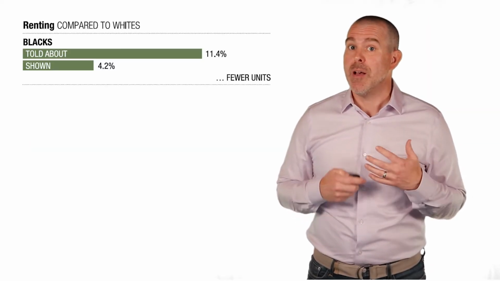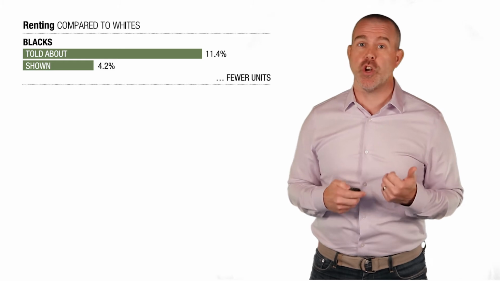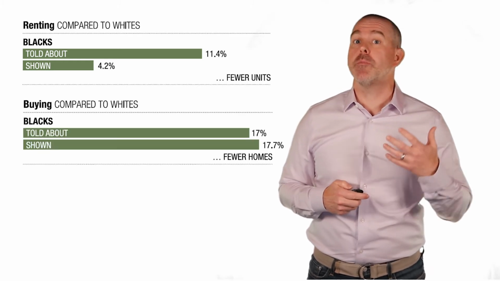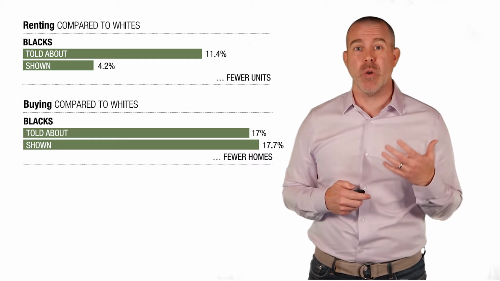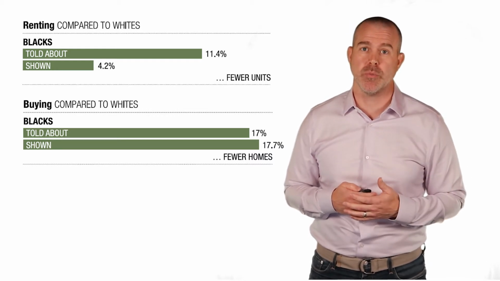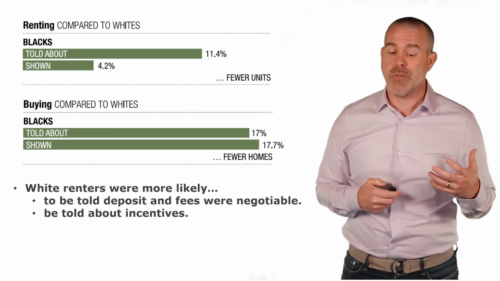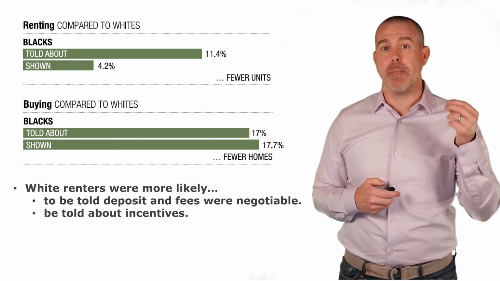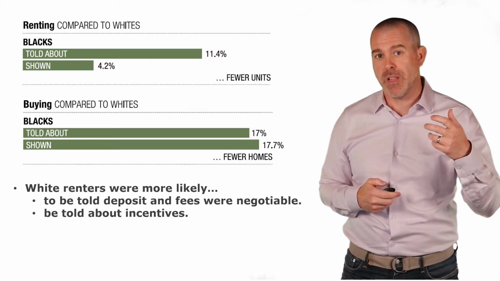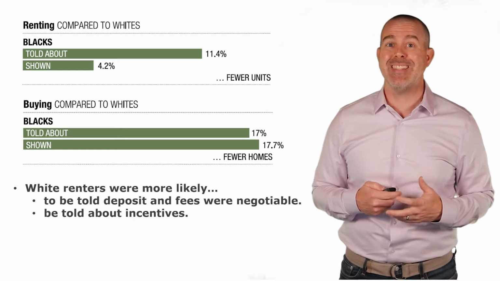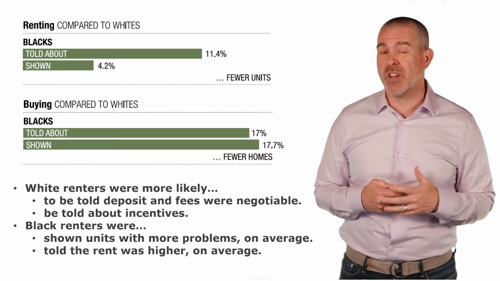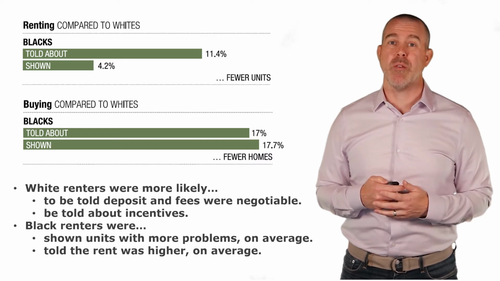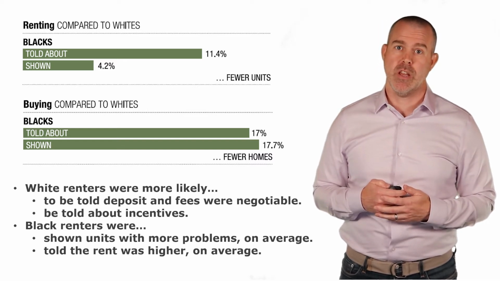What they found is that in terms of renting, black buyers were told about and shown less units. And in terms of home buyers, black potential home buyers were told about and shown much less potential homes. In general, white renters were more likely to be told that the deposit and the fees were negotiable, and they were more likely to be told about different incentives to rent. Black renters were shown more units with problems on average, and also told that the rent was higher on average.